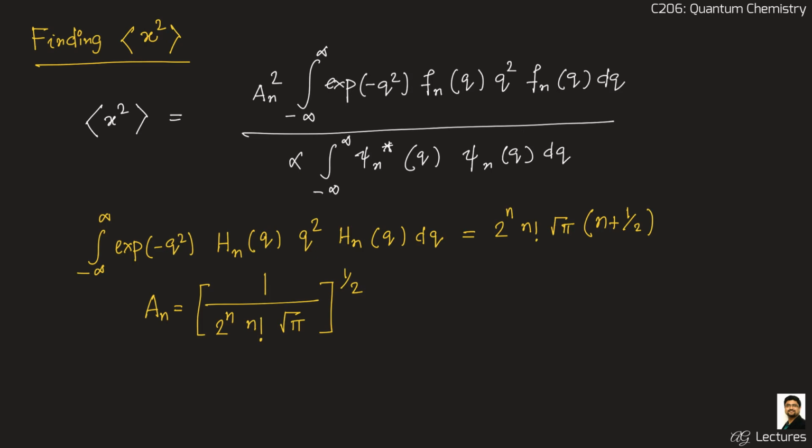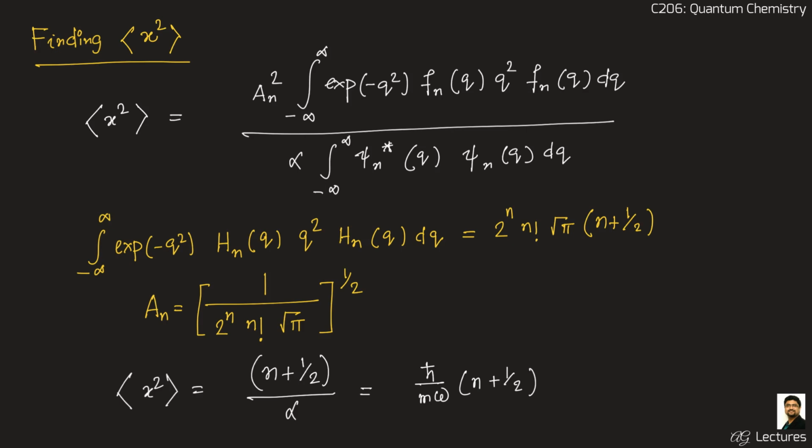So what we get is that the mean of x square is just coming out to be n plus half, and then numerator and alpha at the bottom. And we can use the value of alpha, which is m omega over h cross. So this simply will become h cross over m omega times n plus half. So this is the value that we'll be getting for the mean of x square.